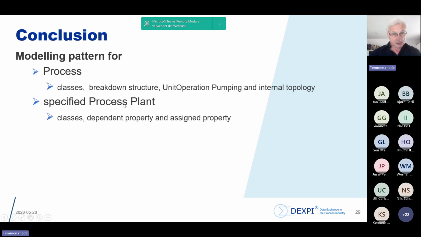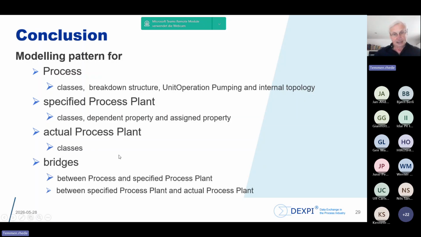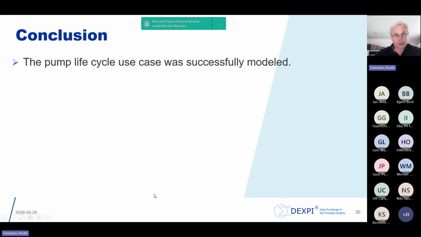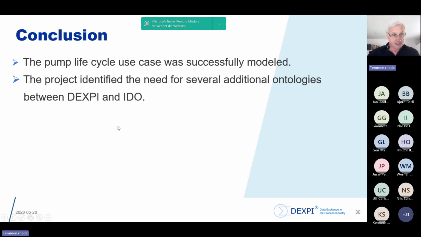For the specified process plant classes, one example is a dependent property, another example is an assigned property. For the actual process plant classes, as a recap of the life cycle story, the bridges between process and specified process plant and between process plant and actual process plant. And the pump life cycle story was modeled successfully.